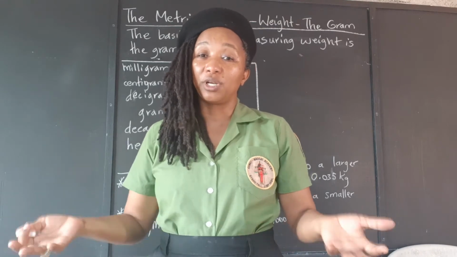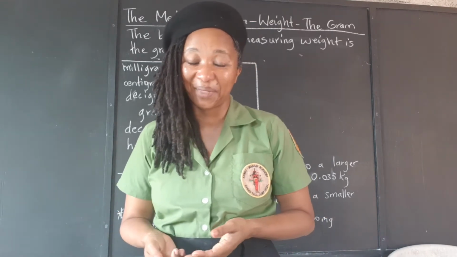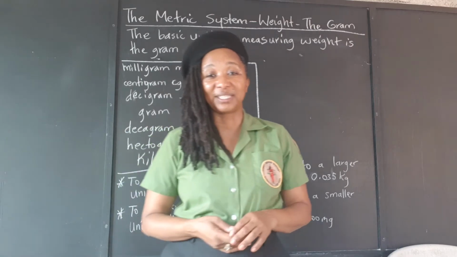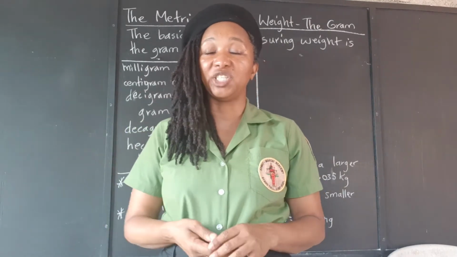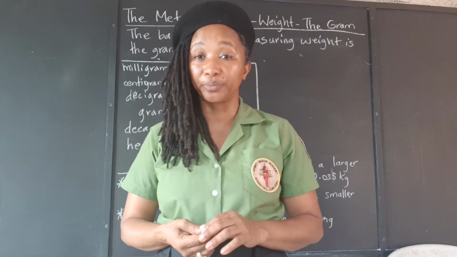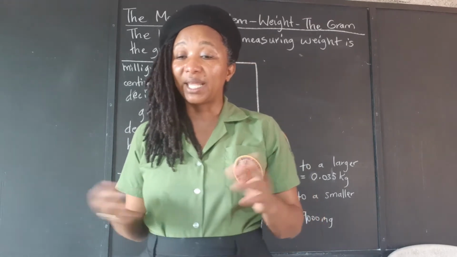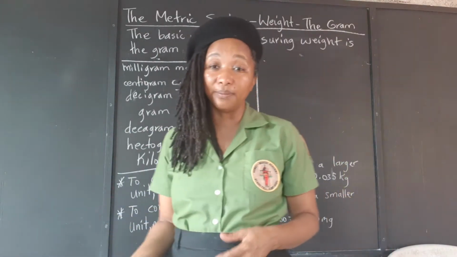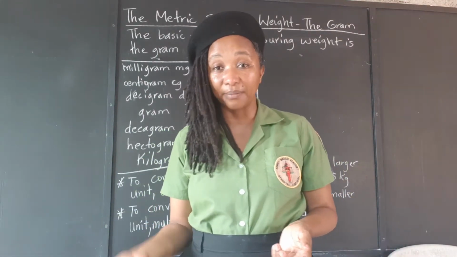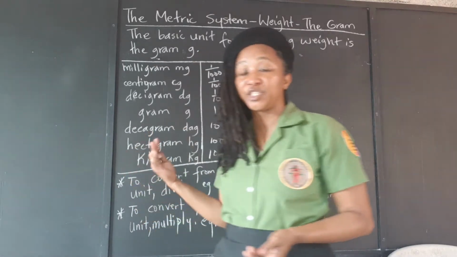That, of course, you could not lift. You would have to get a machine to lift something, a much bigger machine to lift something that weighs a ton. Alright, so that gives you an idea of what we're talking about, right? When we say gram, milligram, kilogram. So let's look at the chart.